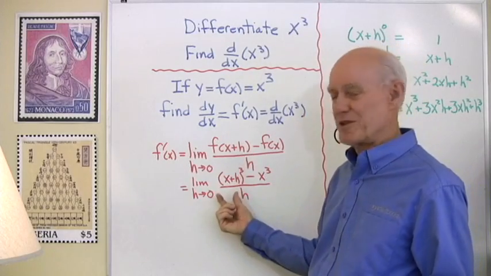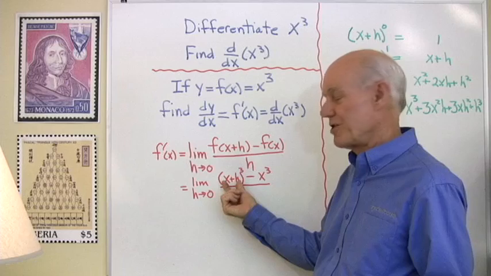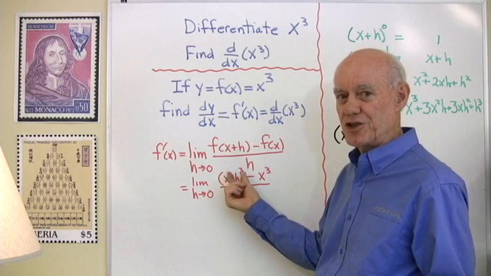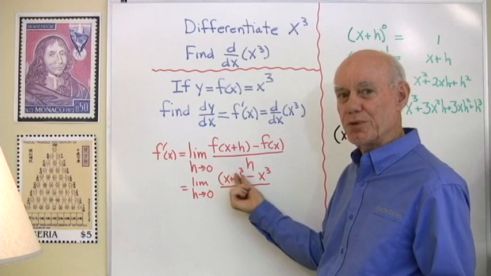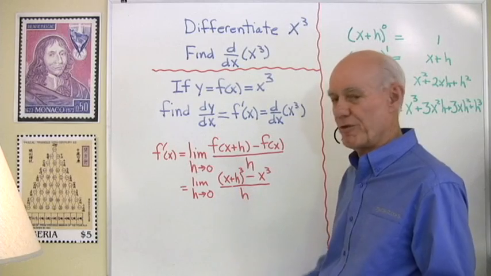So here's where I see my students make mistakes for the first time. f of x plus h is the whole quantity x plus h cubed. It's not x cubed plus h. So x plus h quantity cubed minus x cubed all over h.